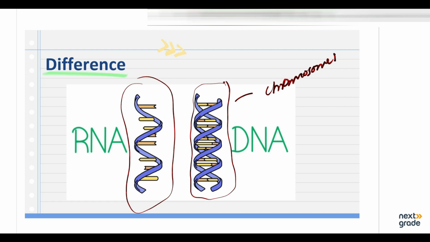Then RNA is present in the nucleolus, ribosomes, and in the cytosol. However, it is present in very small amounts in other parts of the cell. So there are some differences between DNA and RNA. One is that DNA is a double helical structure and RNA is single stranded. DNA is present in the chromosomes in the cell, while RNA is present in the nucleolus and the ribosomes.